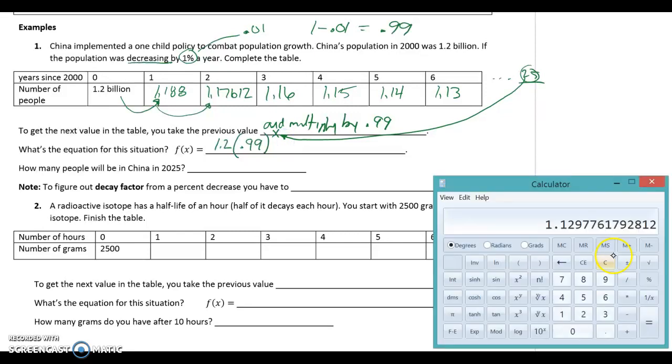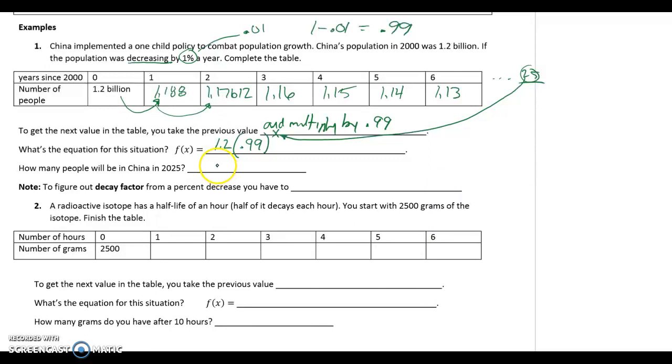And again, we can use our calculator. Remembering order of operations, we've got to do the exponents first. So 0.99 is my base, 25 is the exponent, and then take that times 1.2, and you get 0.93 billion people. So in other words, about 930 million people.